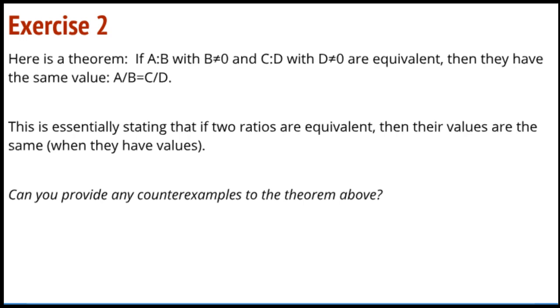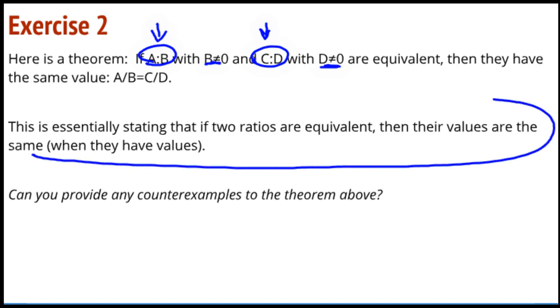So here is a mathematical theorem, a statement. If we have a ratio A to B, and B can't equal 0, and we have a ratio C to D, and D can't be 0, if they are equivalent, if my two ratios, A to B, is equivalent to C to D, then they have the same value, meaning their fraction forms will be equal to each other. So if two ratios are equivalent, their values are the same. They have the same value.